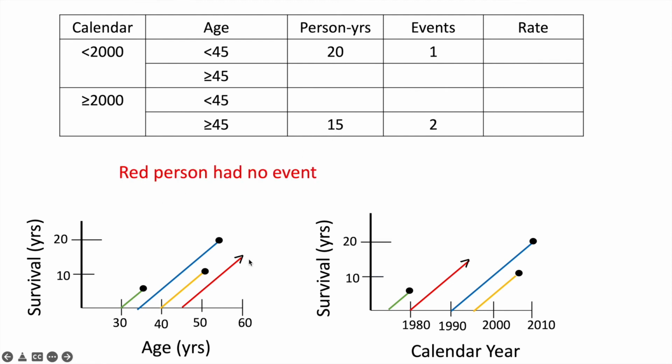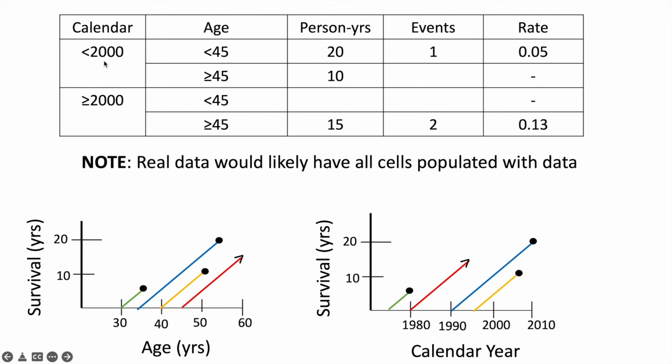The red person had no event, but they contributed 10 years, and all of it was before the year 2000, and all of it was over the age of 45. So we're able to find a rate both stratified by whether it was before 2000 or after, and stratified by age. You'll notice here that we didn't have enough data to find a rate for each of these combinations. In the real world, you'd have way more than 4 people, so it would be likely that you'd be able to calculate the rate. And you're able to see if risk varies as a function of calendar time or age.